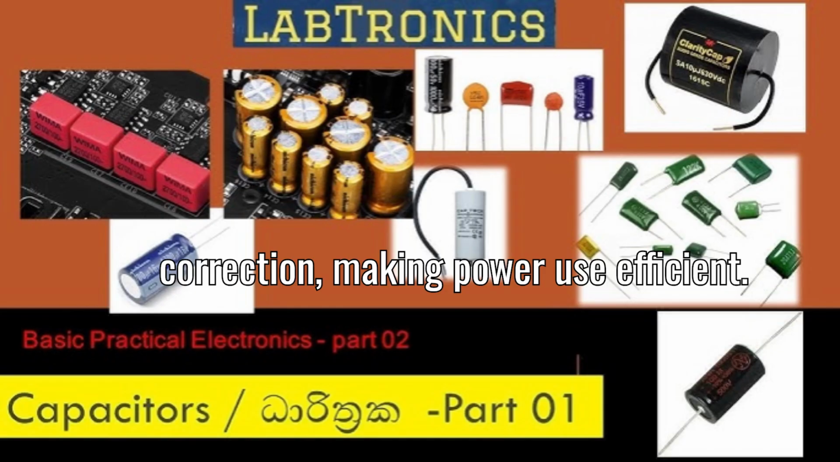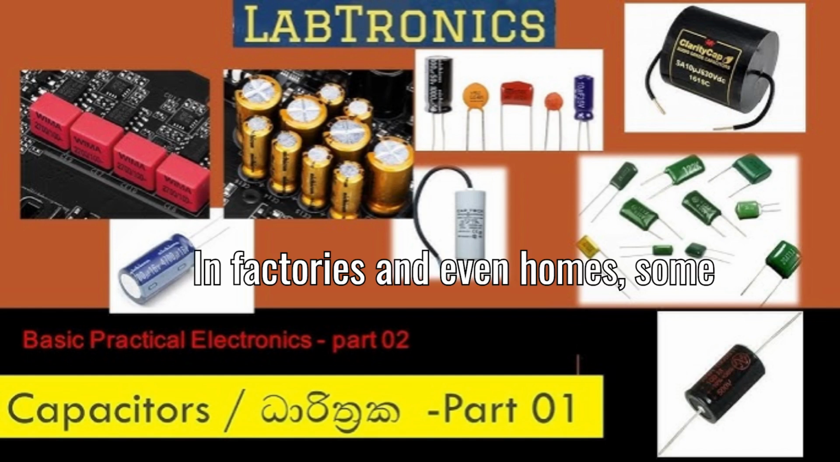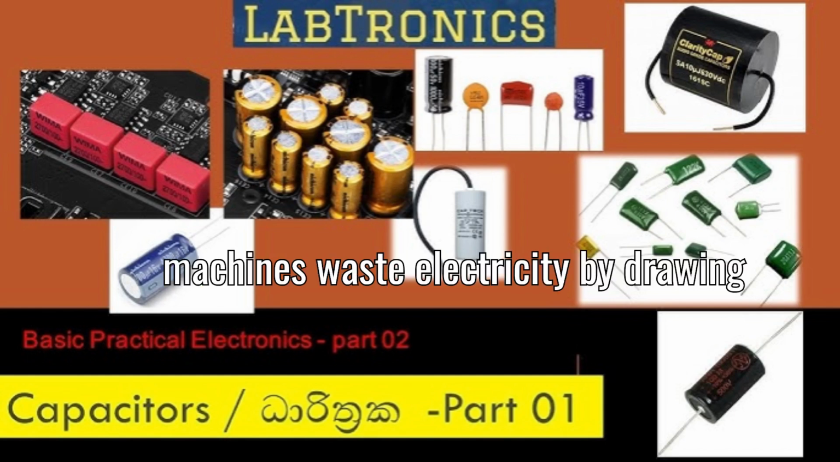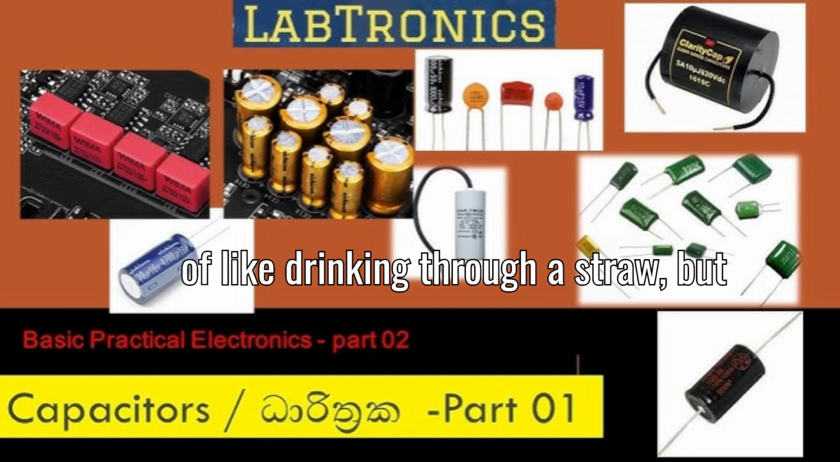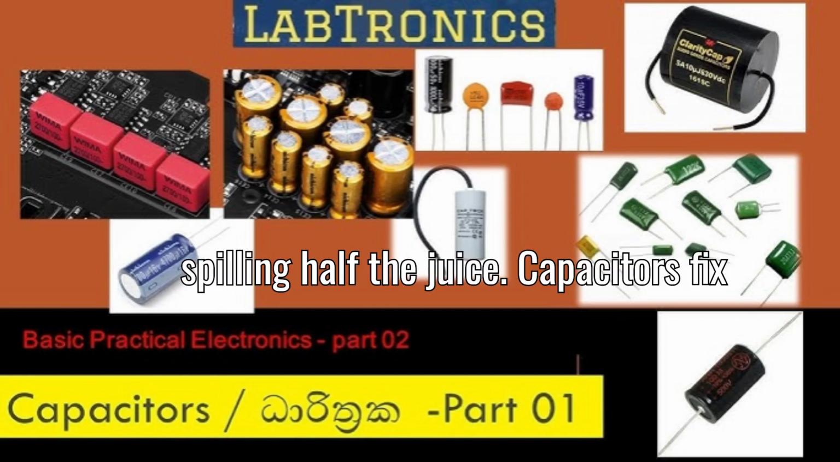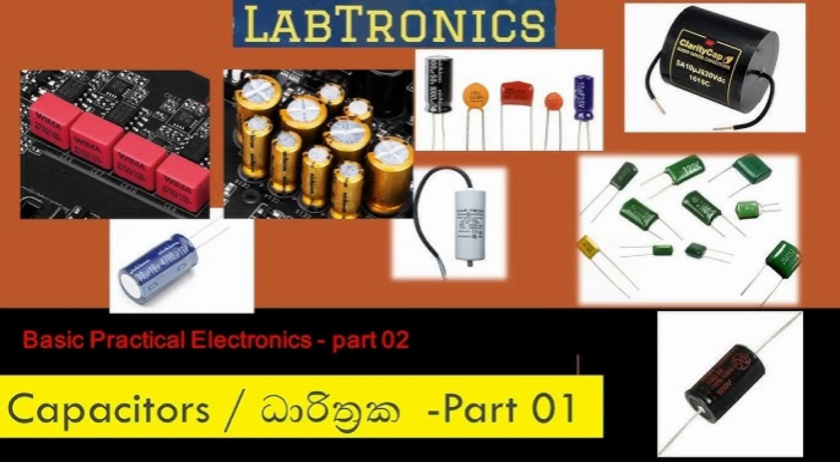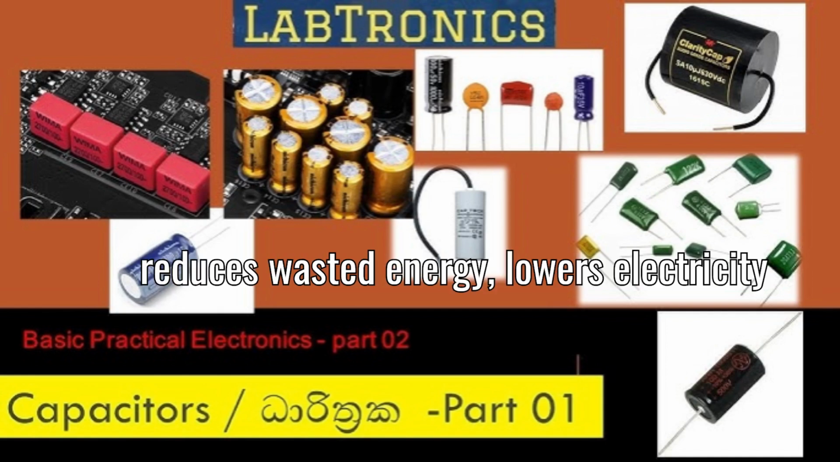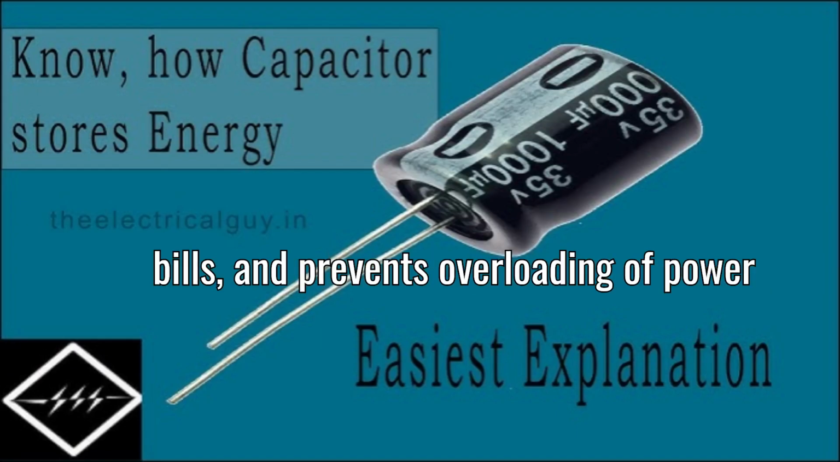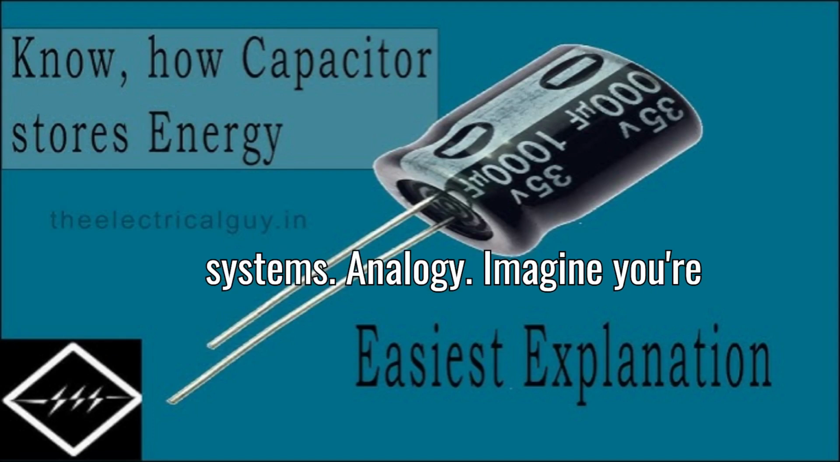High voltage power factor correction, making power use efficient. In factories and even homes, some machines waste electricity by drawing more power than they actually use. Kind of like drinking through a straw, but spilling half the juice. Capacitors fix this by balancing the current and voltage so machines run more efficiently. This reduces wasted energy, lowers electricity bills, and prevents overloading of power systems.